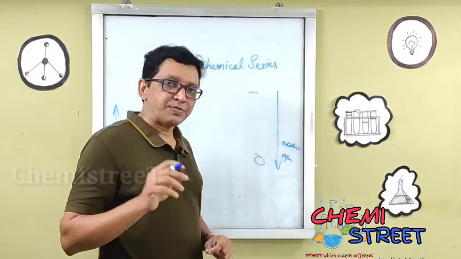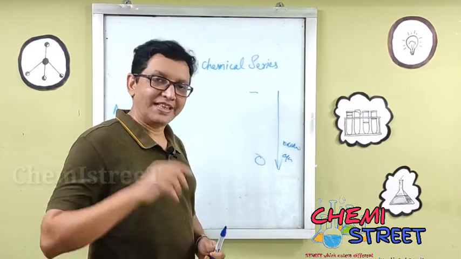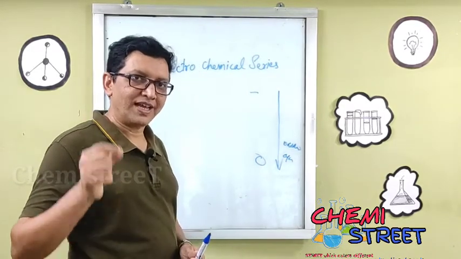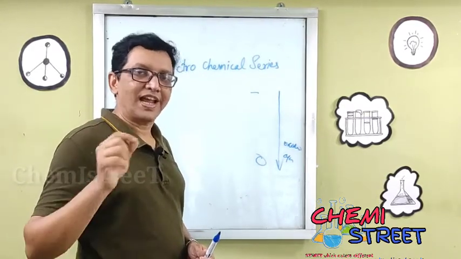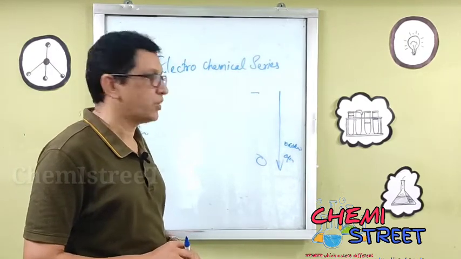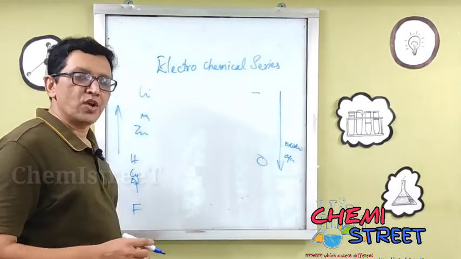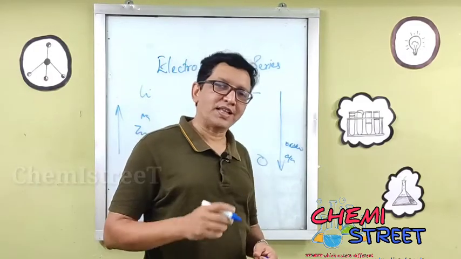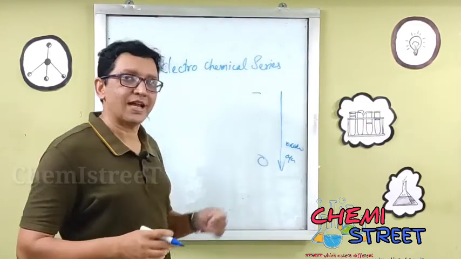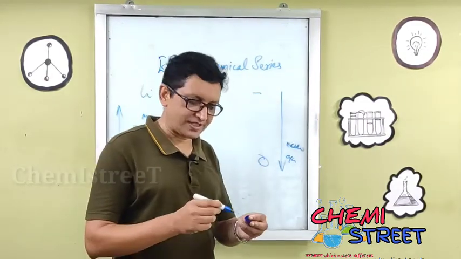It is the arrangement of different elements in the increasing order of their reduction potential or electrode potential. Okay, hope you got it. Now we are going to see what the advantages are, or how this electrochemical series can be used. Okay, shall we see?